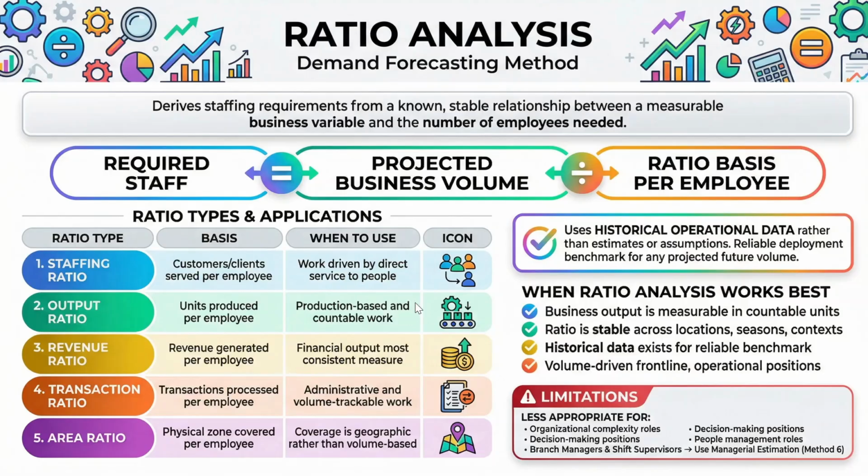So it works best when the 4 conditions are being met. Business output is measurable in countable units. Ratio is stable across locations, seasons, or context. Meron tayong historical data para mas maging reliable yung ating benchmark, and this is being used to volume-driven frontline operational positions. So kung yan ay present, ratio analysis is highly reliable.